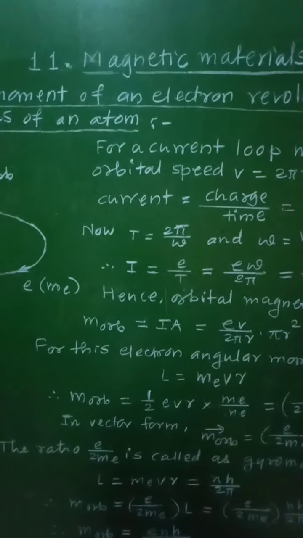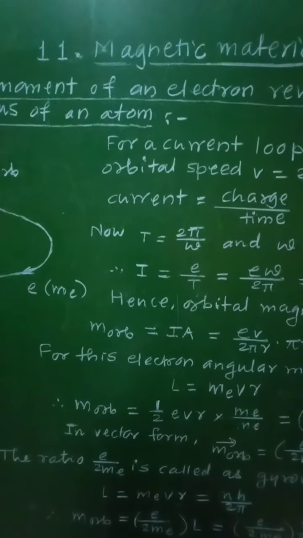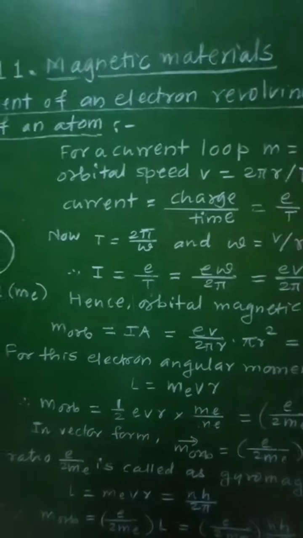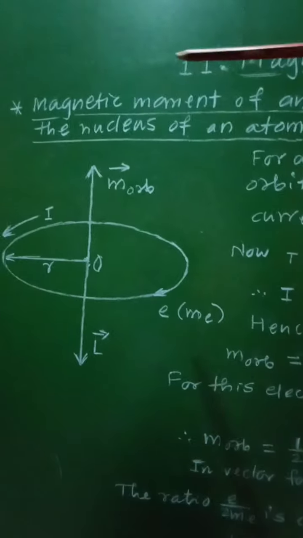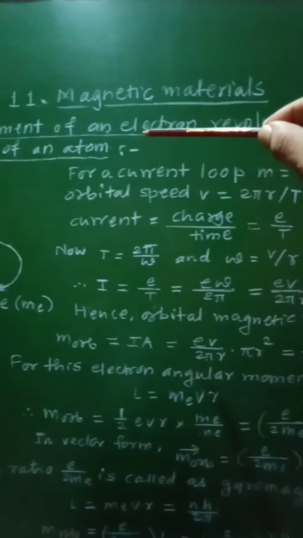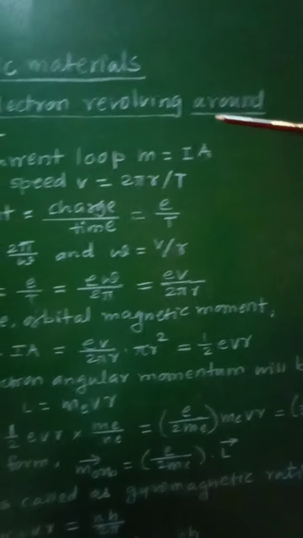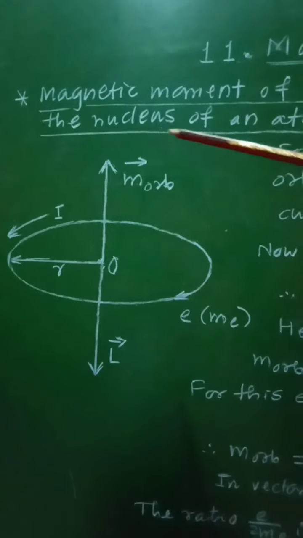Class 12th, subject Physics, 11th chapter, Magnetic Materials. From this chapter, let us see the magnetic moment of an electron revolving around the nucleus of an atom.